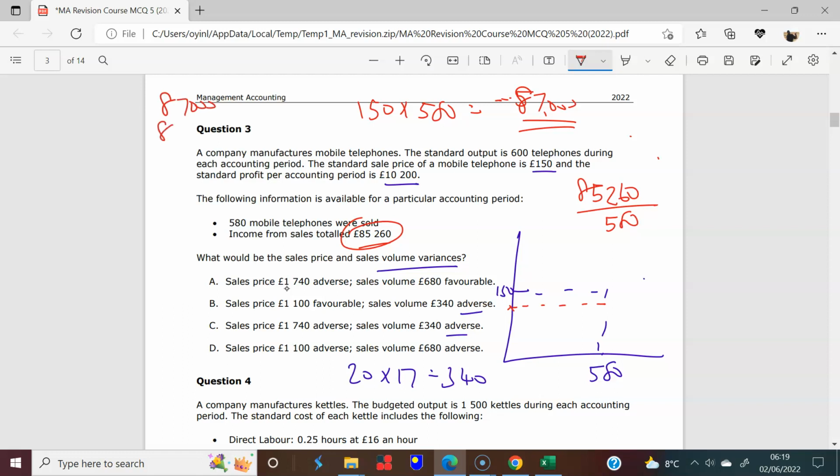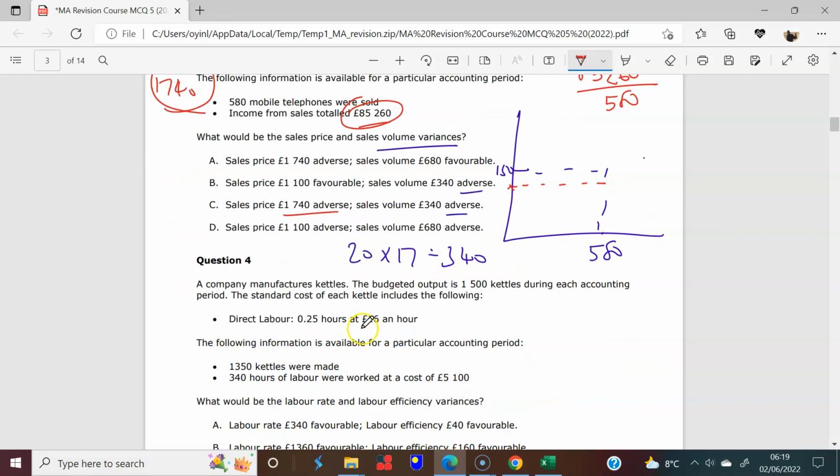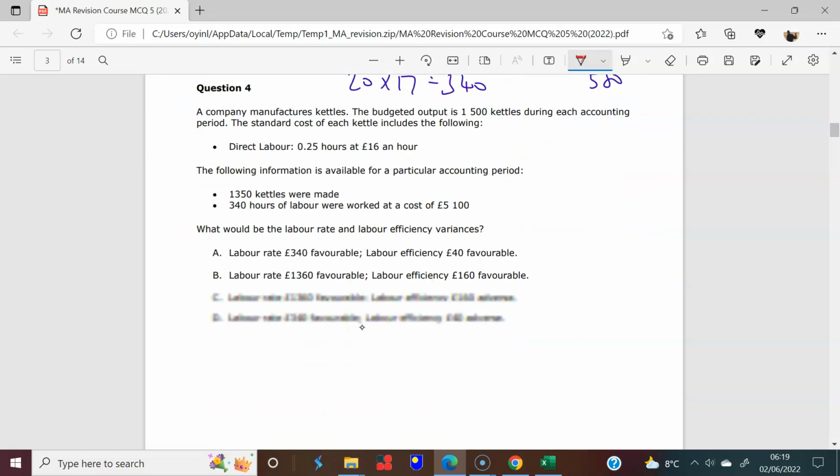87,000 minus 85,260 is 1,740. And that's adverse as well. So you have an adverse sales price variance and a volume variance of 340 adverse as well. Okay, great. So your answer here is C.